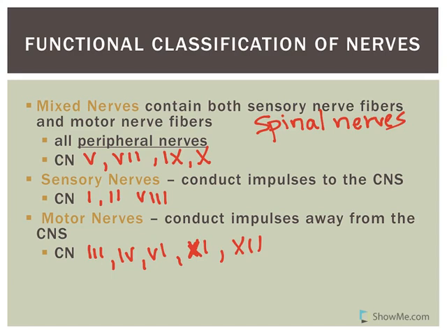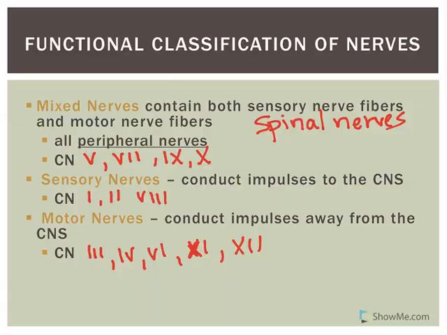Some of the cranial nerves are also mixed nerves. The only nerves that are purely sensory or purely motor are cranial nerves. The sensory nerves only have afferent fibers. The motor nerves only have efferent fibers. So what we're going to discuss in this lecture is mixed nerves.